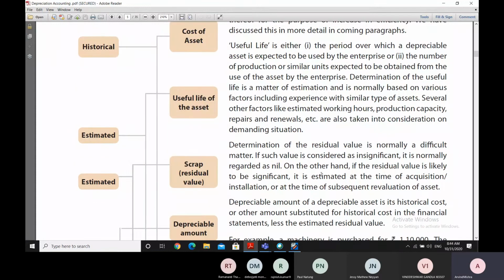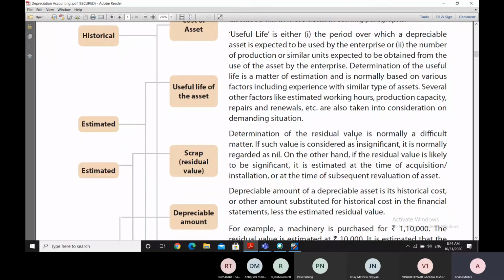Now, the third aspect is the residual value. To determine the residual value is normally a very difficult matter, because if you think that the value is insignificant then we can regard it as nil also. On the other hand, it is not to be said that residual value cannot be nil. If we think that it will be, we can treat it as nil.